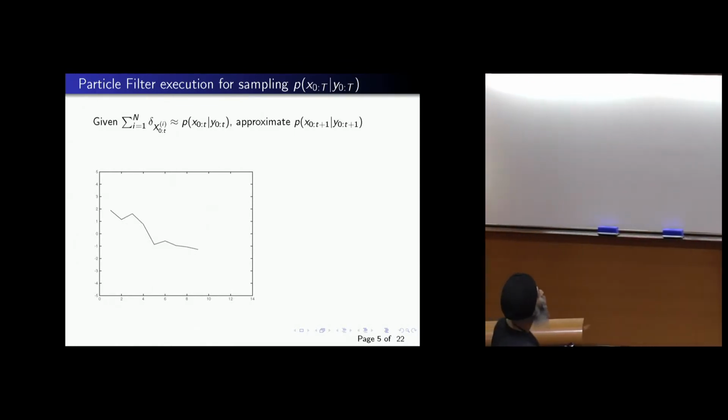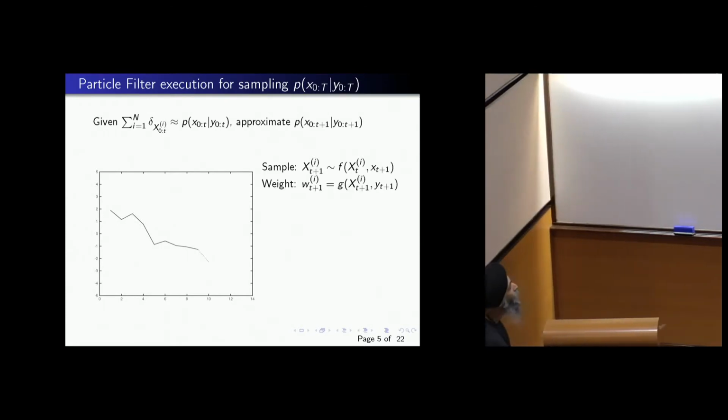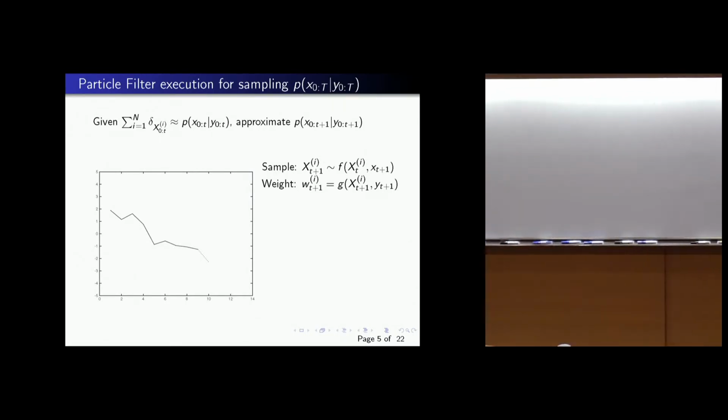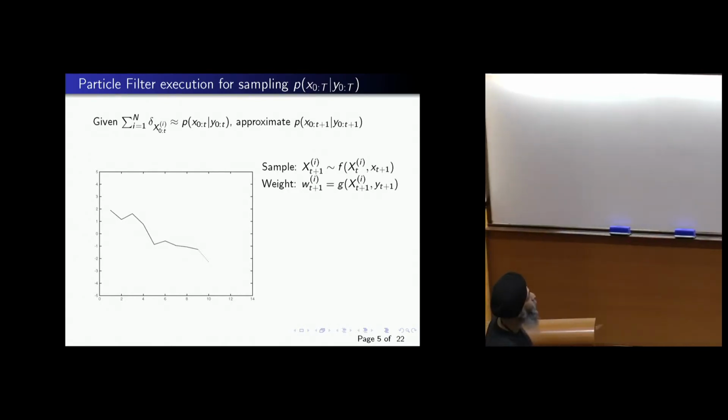So let's just focus on one particle in the population. I erase everything else and look at one. The first step is just to extend the trajectory of this particle by sampling from the state transition density for the model. Okay. And so that's been extended from a trajectory of length little t plus 1 to little t plus 2.